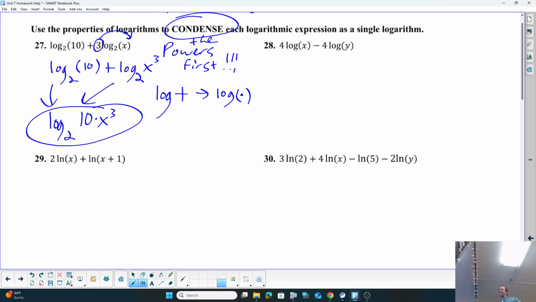Okay, let's see here. So you're trying the odds and the evens. You're pushing pause, trying each one on your own, pushing play, and seeing how you did. So remember that we do the powers first. We're going to do the powers first.